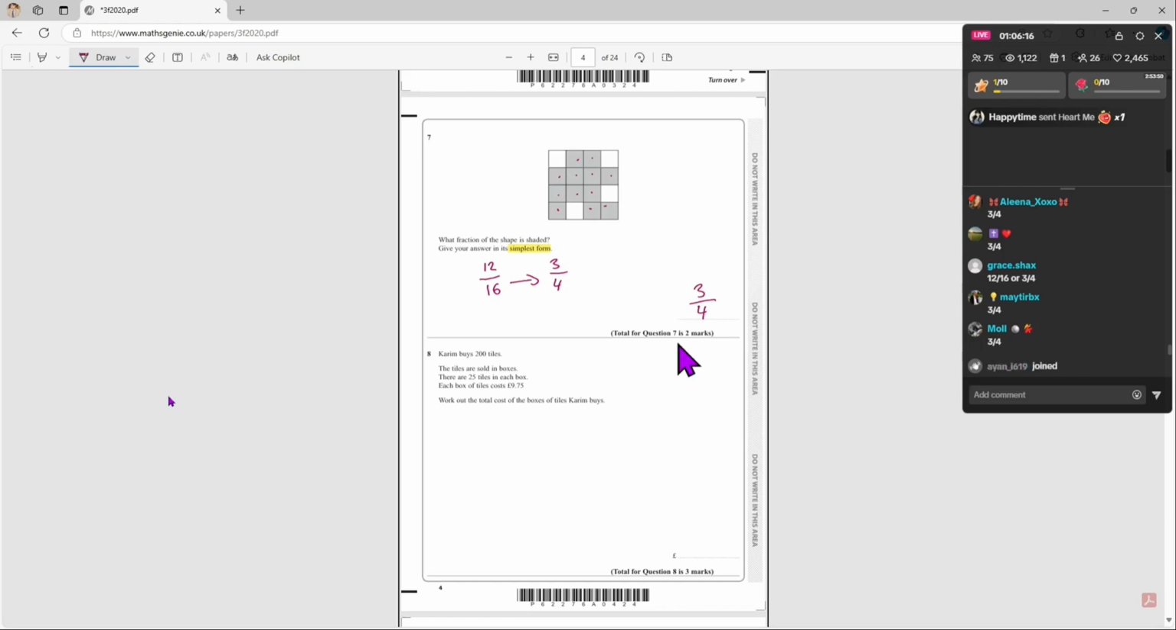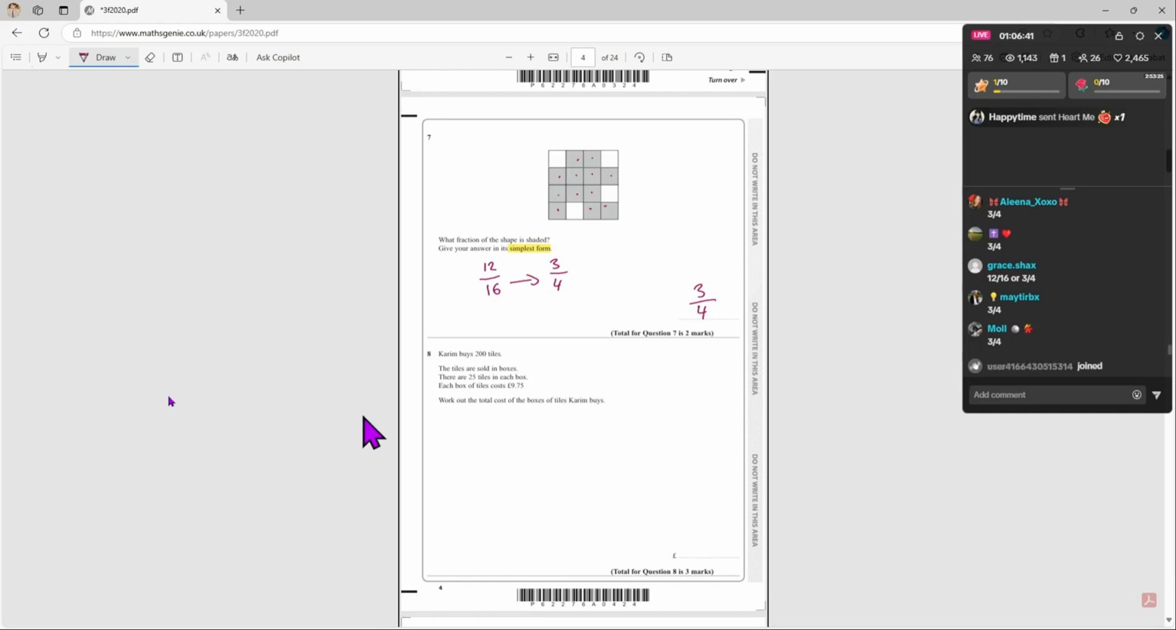So now, you have question number 8. Kareem buys 200 tiles. The tiles are sold in boxes. There are 25 tiles in each box. Each box of tiles costs £9.75. Work out the total cost of the boxes of tiles Kareem buys.